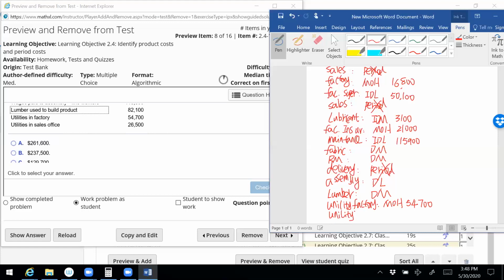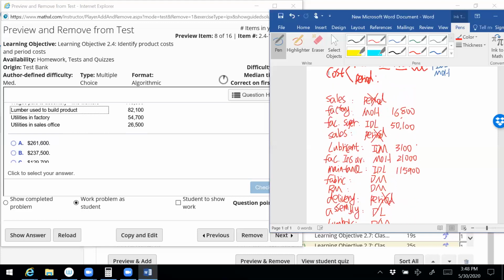I just need to check the answer. Utility for the sales. Keyword sales. So this is our period cost. It's not manufacturing overhead. Goodness, I need to take a break, guys.